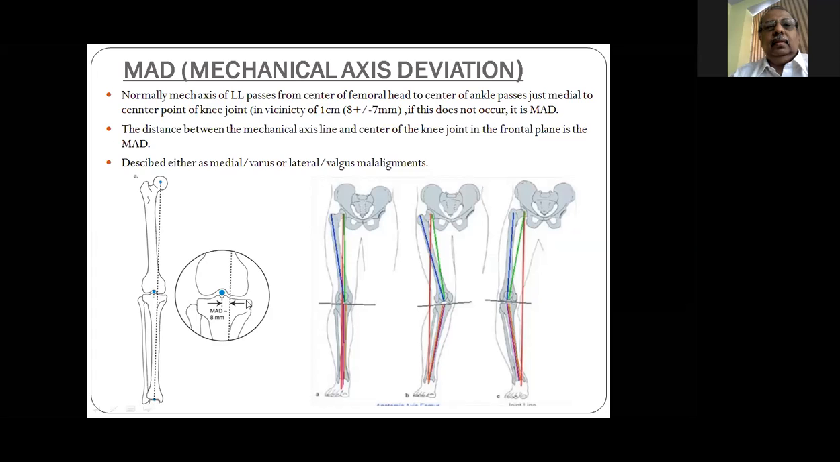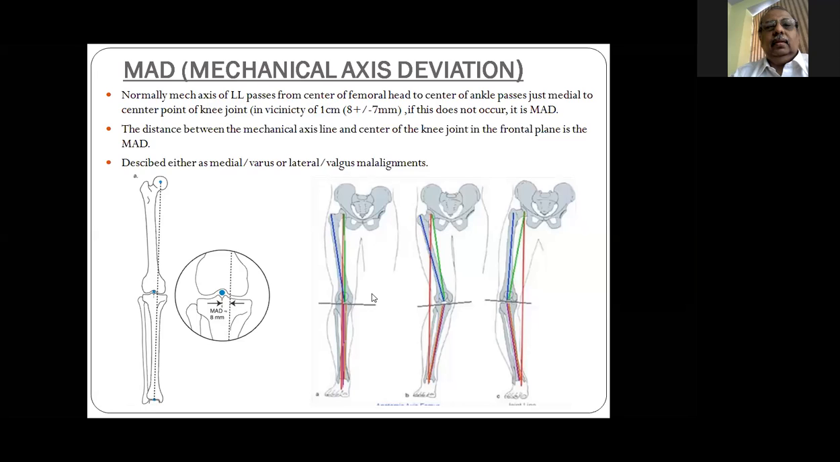So where will it pass at the knee joint? In the knee joint, it will pass just medial to the midpoint of the center point. And where is the center point of the knee joint? It is between the tibial spines. This is the lateral tibial spine, this is the medial tibial spine. The center point of that is taken as the center point of the knee joint. So, again I'm repeating, the mechanical axis of the lower limb will pass from the center of the hip joint to the center of the ankle joint. It will pass the knee joint just medial, within the vicinity of 1 centimeter or 10 mm of the center of the knee joint. So this is the normal alignment in every normal person.